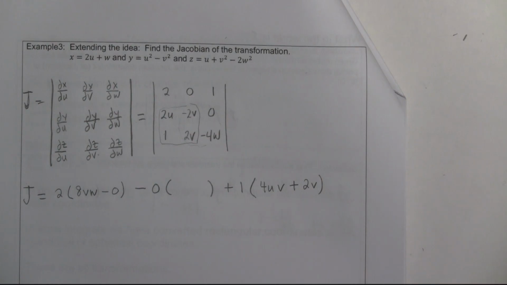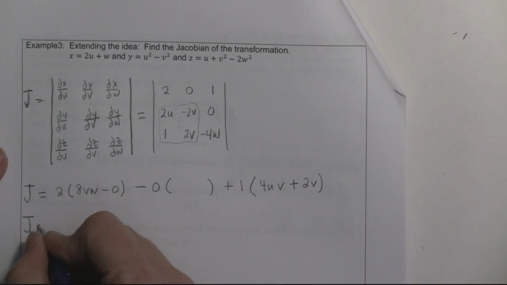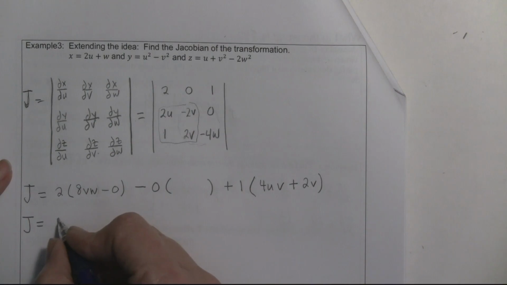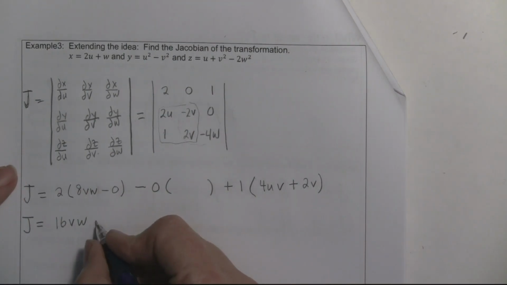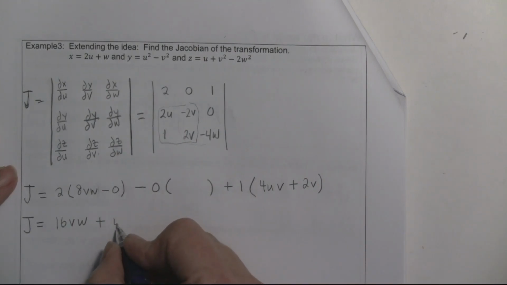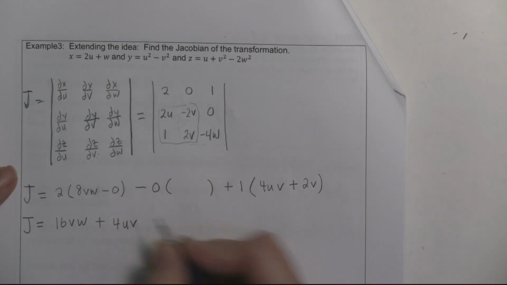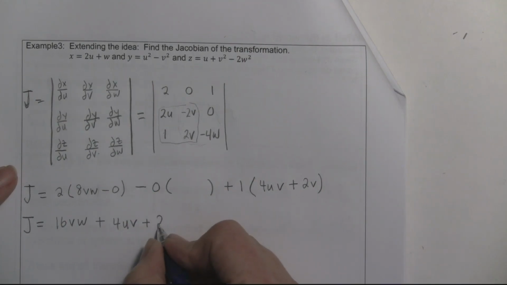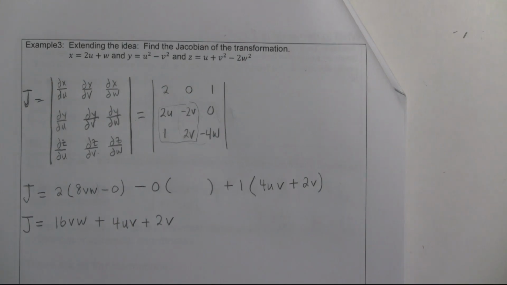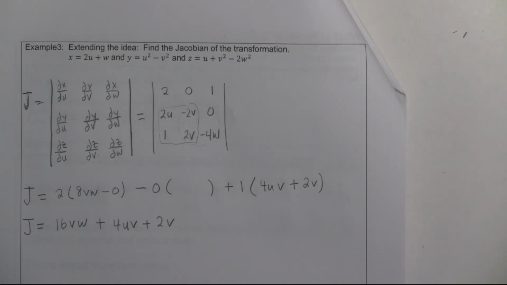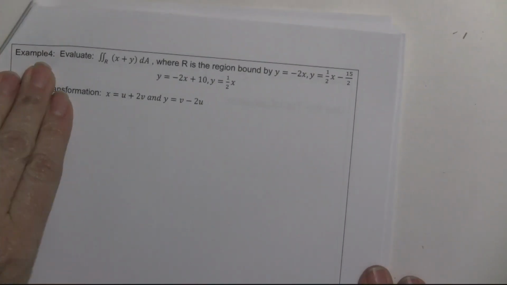And then when the dust clears, this is what I'm going to have for my Jacobian. I'm going to have 16VW, that's gone there, and then plus 4UV and plus 2V. So that's my Jacobian. So anyway, we did a lovely job on finding the Jacobian, even on a 3 by 3.